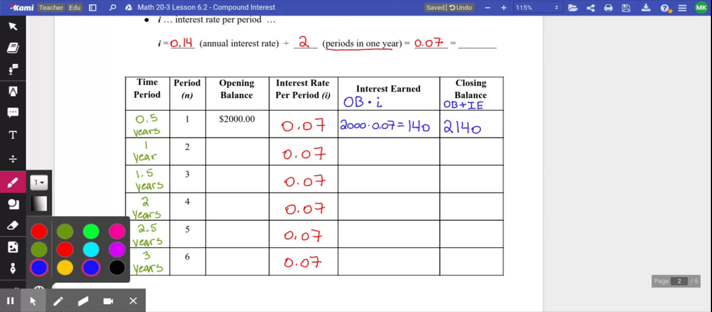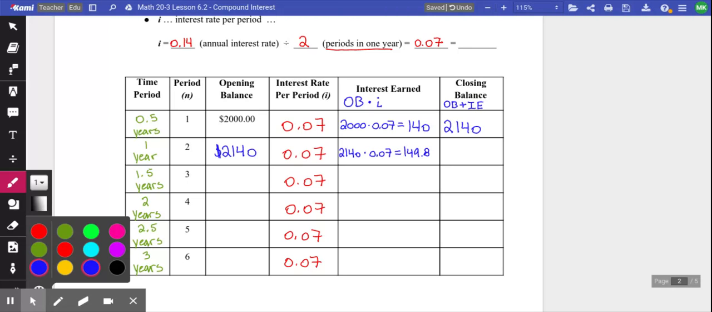So the next question, we are now starting in period 2 with $2,140. That was the opening amount. I then am going to multiply that by the interest rate. So times 0.07. And that will tell me my amount is 149.8.